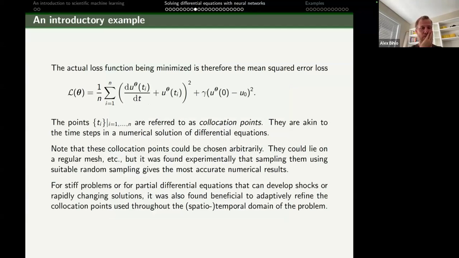Does that make sense? Yes, it does. That's also why I wanted to ask it before, but then when you started talking about collocation points, I thought that if we have some data, then the data might dictate which collocation points we want. And you're absolutely right.